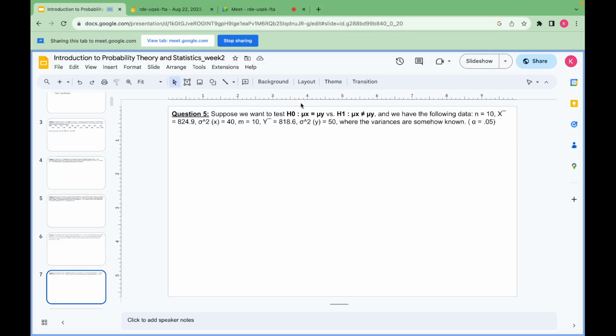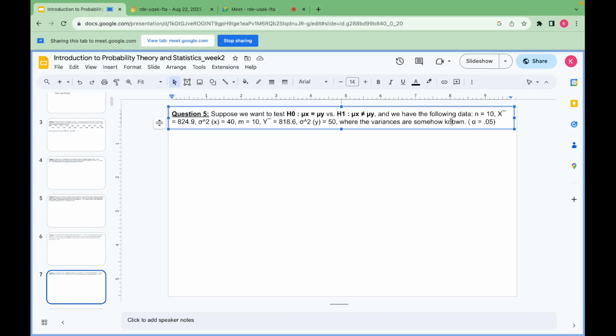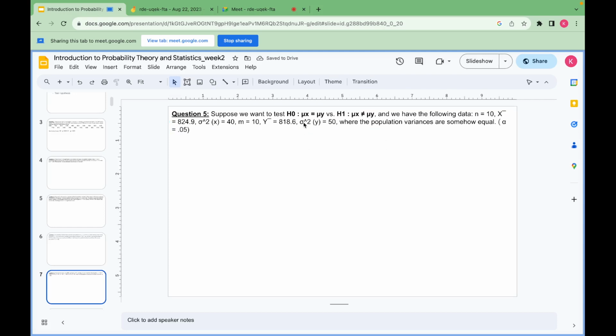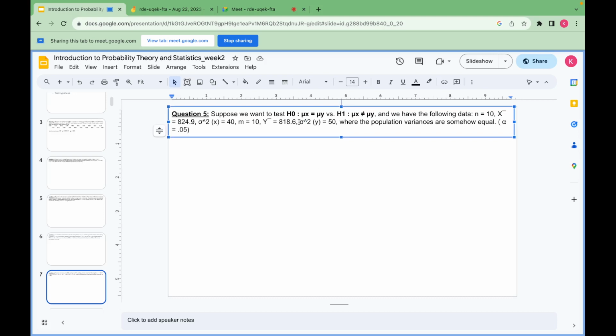Again, sorry, there is some difference. So here the variances are somehow equal, the population variance. And these are given as sample variance, right? These are sample variance.